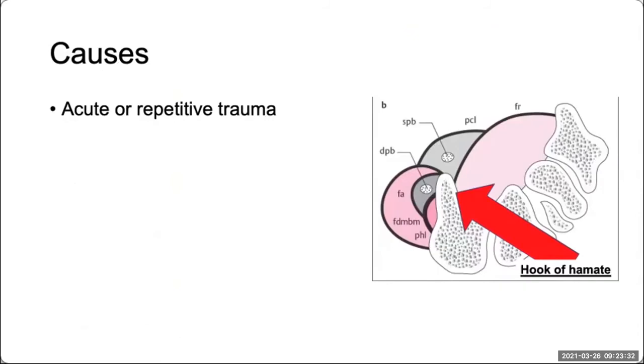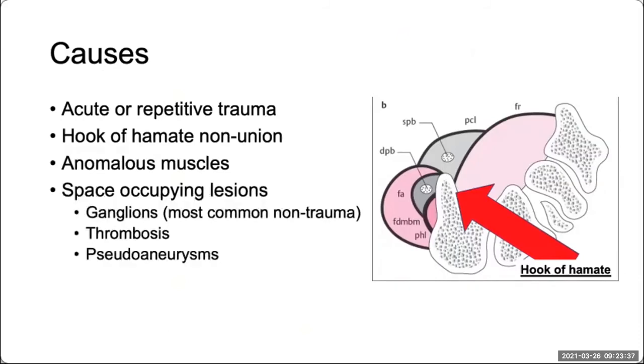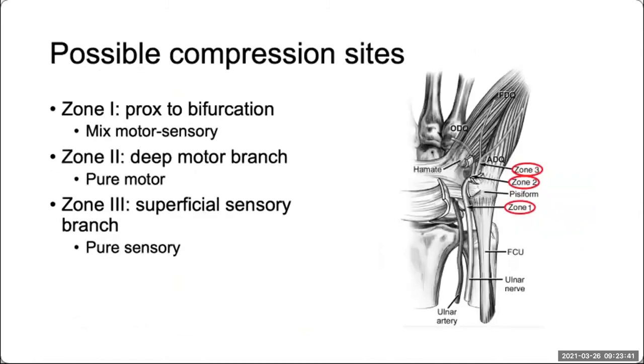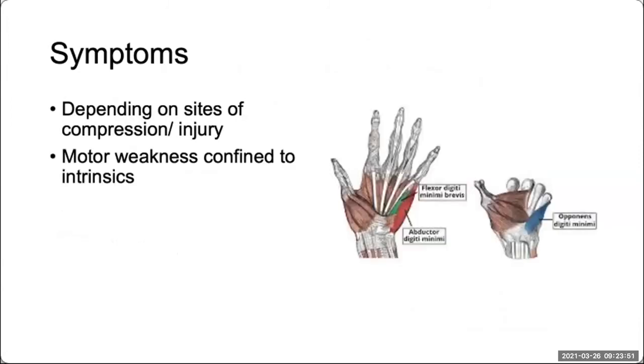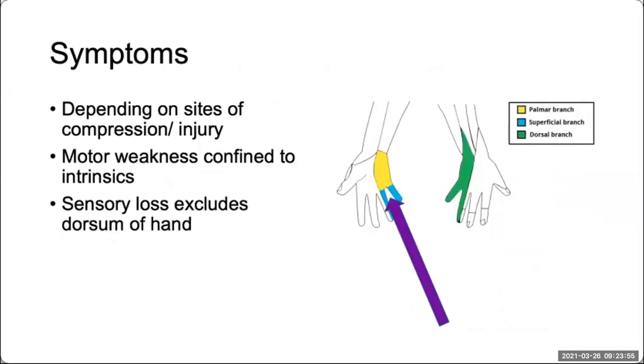Causes of compression can be due to trauma, fracture non-union, anomalous muscles, or space-occupying lesions such as a ganglion cyst. The nerve can be compressed at different regions as the deficits depend on the location of compression. In Guyon canal compression, motor weakness only involves the hand intrinsics, and sensory loss excludes the dorsum of the hand.